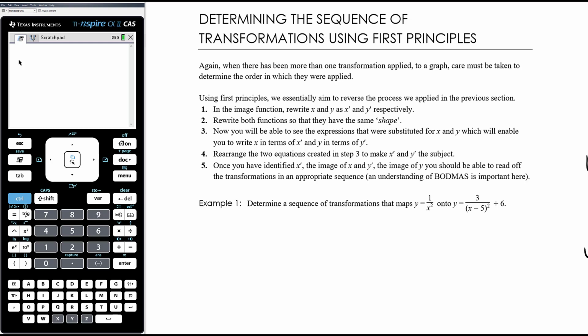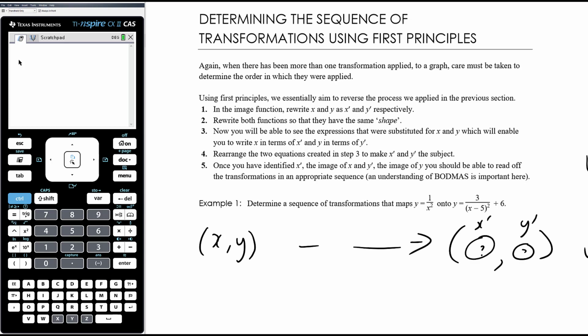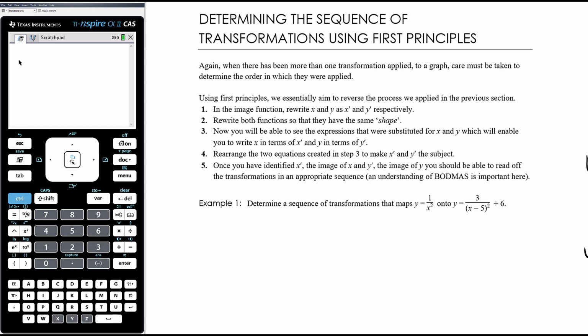And then once you've done that, you should be able to see the substitutions that were made. You should be able to see what x is equal to and what y is equal to, and get back to those two little equations. Then we're actually trying to work our way back to what is the image point. Okay, we want to know what is x dash and y dash. So you want the image of x, so x dash and y dash, to be the subject of your two little equations, and then you want to be able to interpret the transformations from that point. Okay, and all that requires is a good understanding of your order of operations. Alright, so let's just kind of work through that.